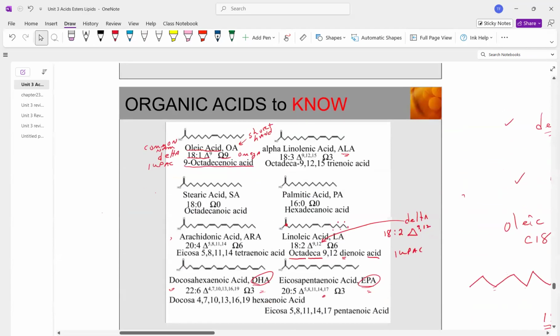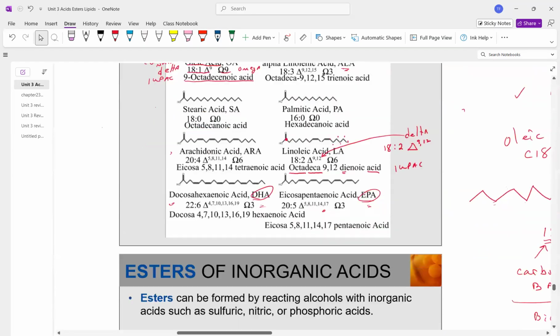Now, these are the acids you're going to need to know, and I'm going to talk about these at length. I'll tell you, if we have time on Thursday, probably on Tuesday, how to name them, and there's a delta nomenclature. Anyway, I'll talk in detail about this. Okay.